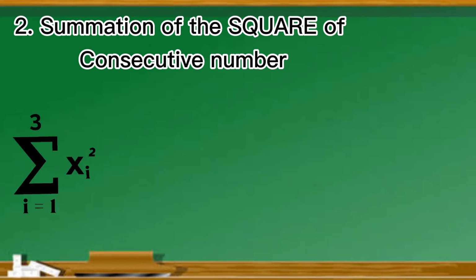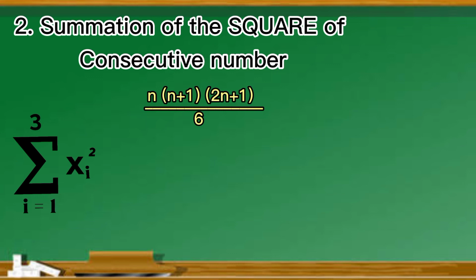Sa property na ito class, which is tong square of consecutive numbers, we can also use formula. Kung saan ang formula is ito class. We have n times n plus 1 multiplied by the quantity 2n plus 1 all over 6.